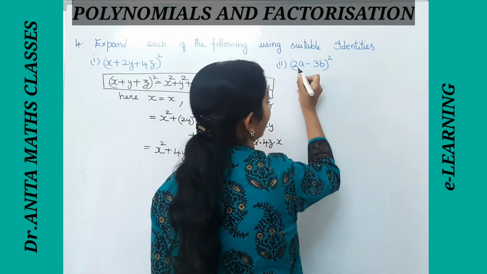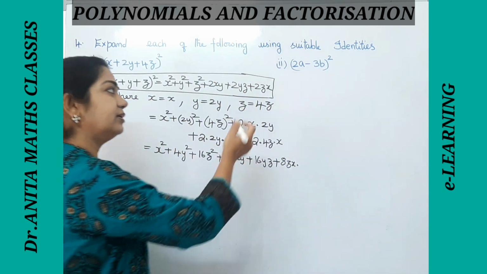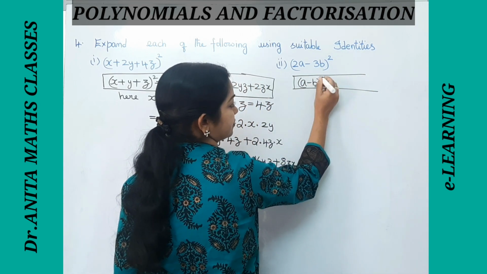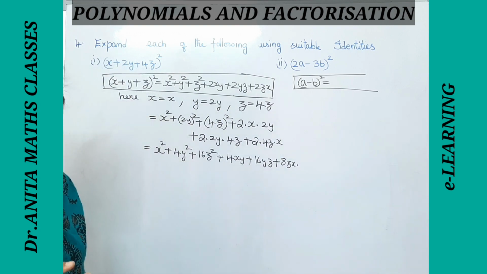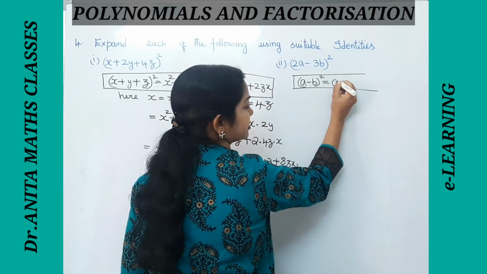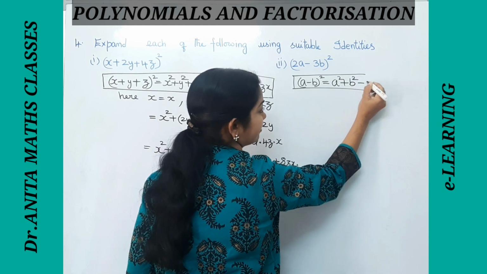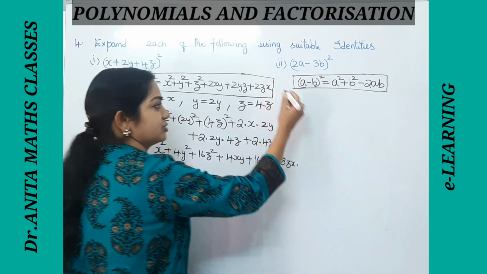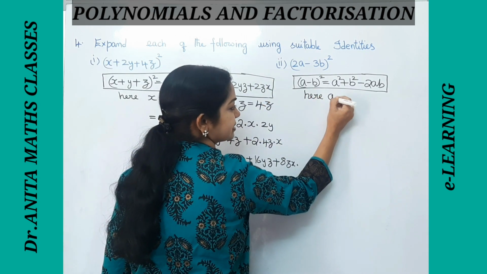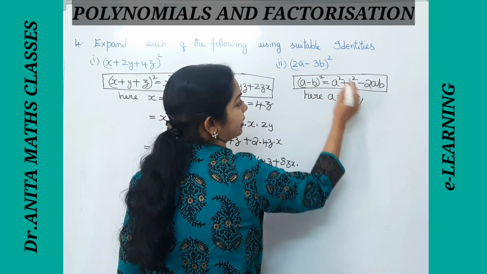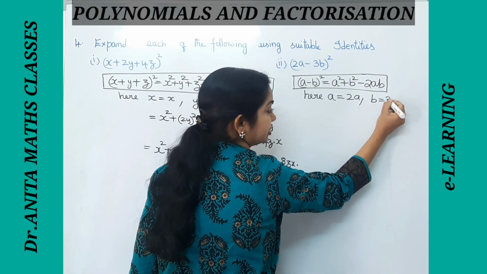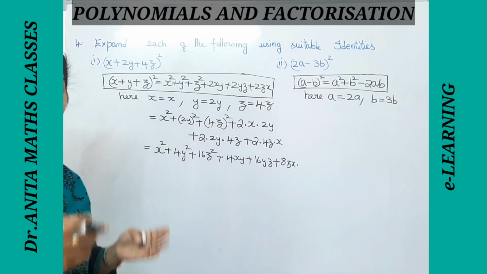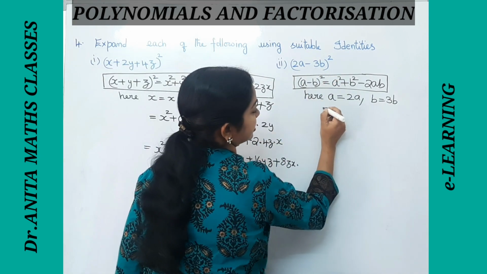Now let's see the second one, 2a minus 3b whole square. Here this is in the form of a minus b whole square. What is the formula? a minus b, or x minus y, whatever you want, you can take it. Now this comes to a square plus b square, whereas we have minus with 2ab. So let's substitute here. Here we have a as 2a and b as 3b. So when we are squaring, b square means those two terms you have to square, 3b whole square.